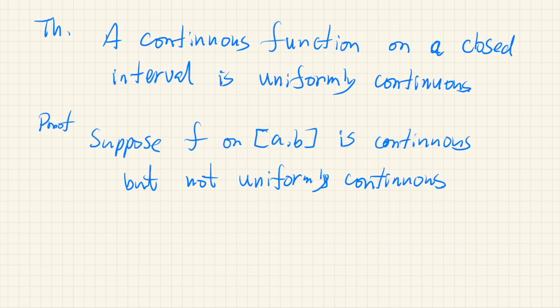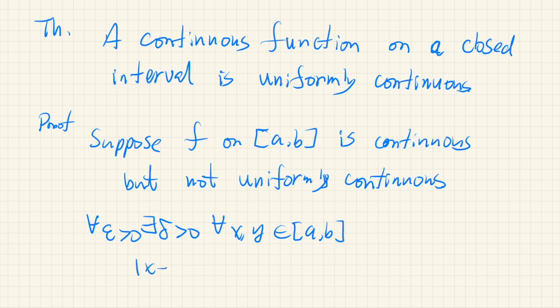Let's recall the definition of uniform continuity. That was: for any epsilon that is positive, there exists some delta that is positive, such that for all x and y in the interval, in this case between a and b, if the distance between x and y is less than delta, that implies the difference between f of x and f of y is less than epsilon.